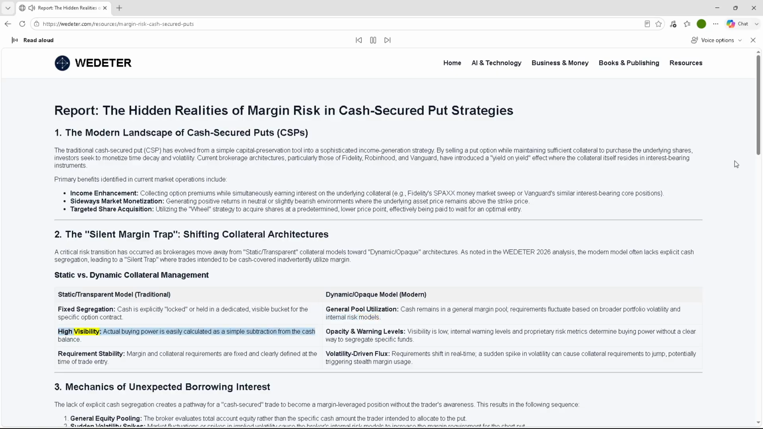High visibility. Actual buying power is easily calculated as a simple subtraction from the cash balance. Opacity and warning levels. Visibility is low. Internal warning levels and proprietary risk metrics determine buying power without a clear way to segregate specific funds. Requirement stability. Margin and collateral requirements are fixed and clearly defined at the time of trade entry. Volatility-driven flux. Requirements shift in real time. A sudden spike in volatility can cause collateral requirements to jump, potentially triggering stealth margin usage.